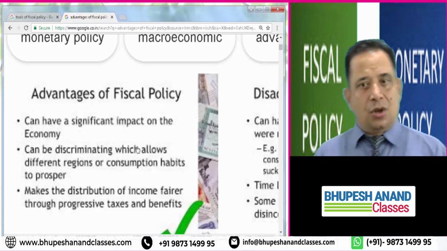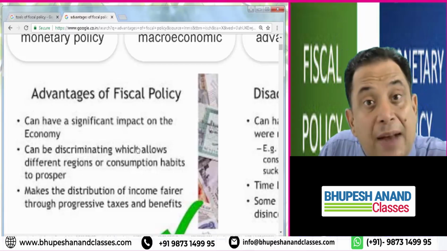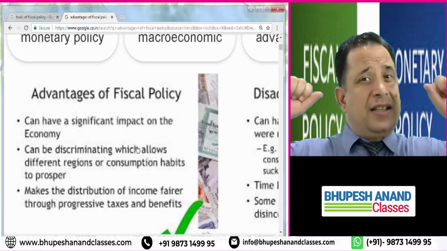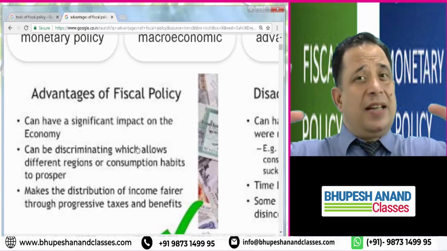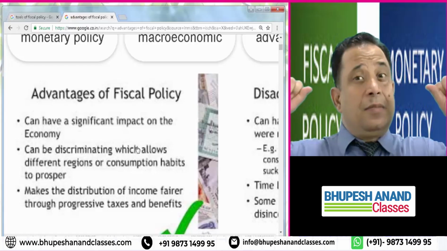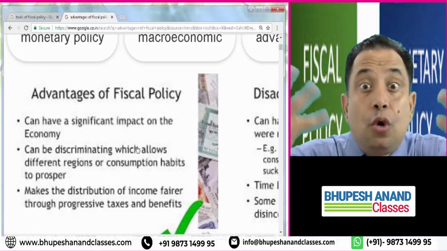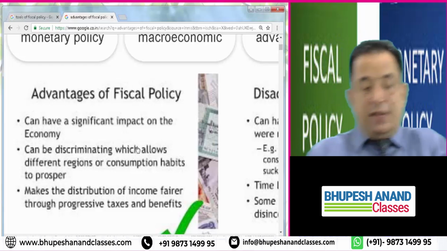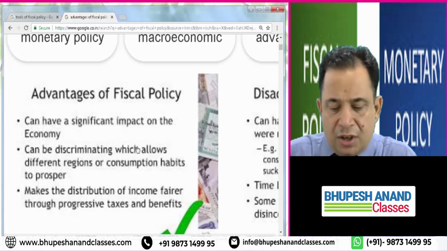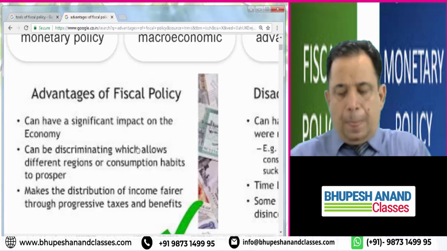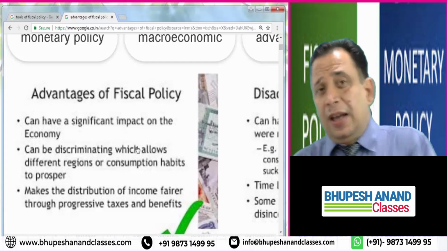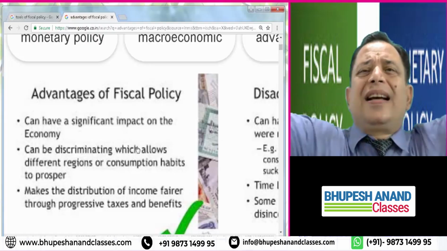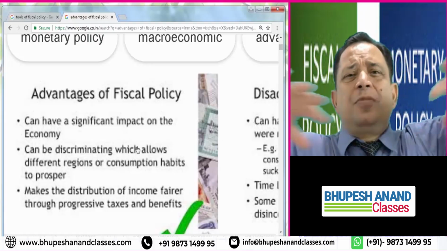So what are the advantages of fiscal policy? It can have a significant impact on the economy. If we are charging a very simple and refined tax policy that has horizontal equality, that has vertical equality, and is not related with market forces, my objectives of economic growth can be achieved. So first is it can have a significant impact on the economy. It can be discriminating, which allows different regions or consumption habits to prosper. It means if a fiscal policy helps in getting the growth of all the sectors, there should not be any difference between north and south.